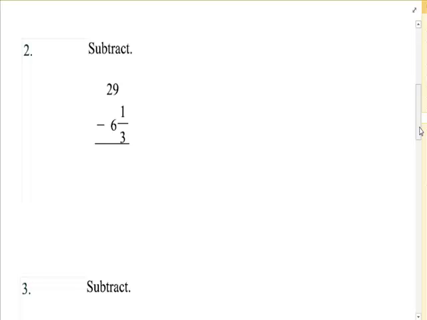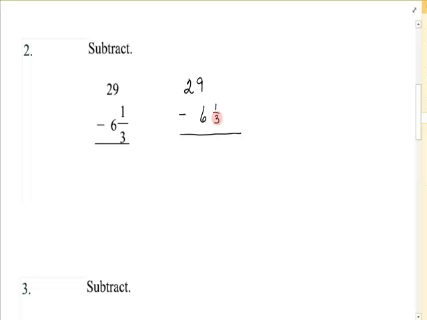All right, this time I have a slightly different issue because the top number is 29 with no fraction part, and I'm subtracting 6 1/3. When you have this situation, it is a little different than it was with addition. It didn't matter when I was adding because I could add 1/3 to no fraction, fine. This time I'm subtracting 1/3 from a missing fraction.